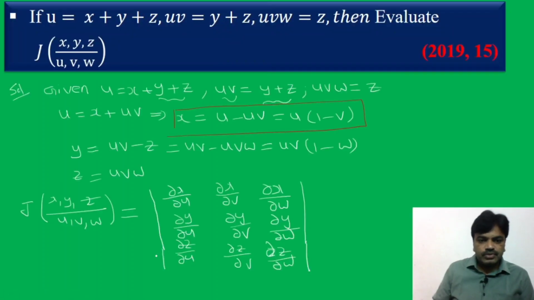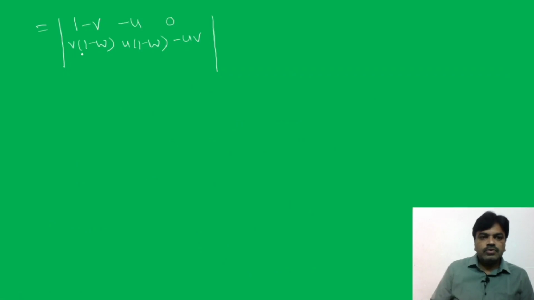And the third row: dou z by dou u means we get vw. Dou z by dou v means uw. Dou z by dou w means uv. Simply expand the determinant, friends.